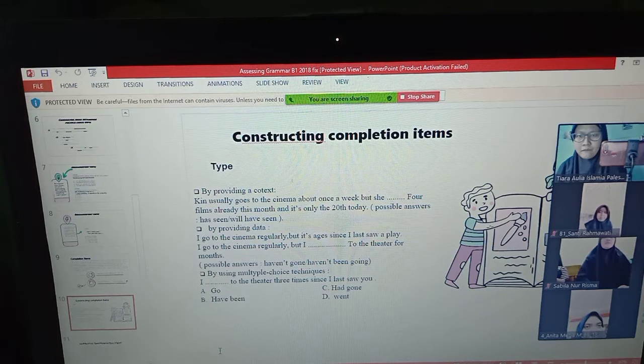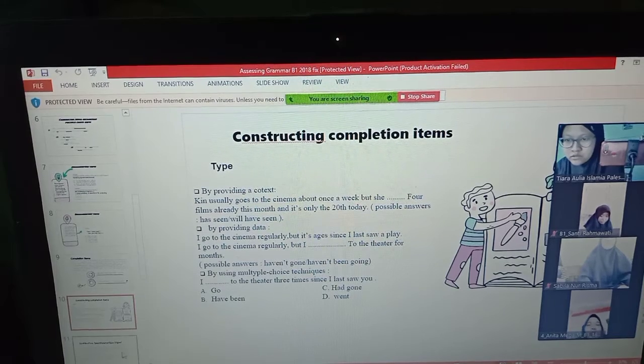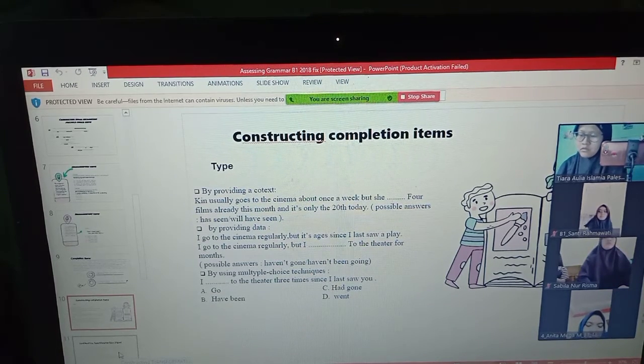Okay, the last one is by using multiple choice techniques. I to the theater 3 times since I last saw you. The correct answer is he had gone. Okay, that's all for me. I return to the moderator, please.